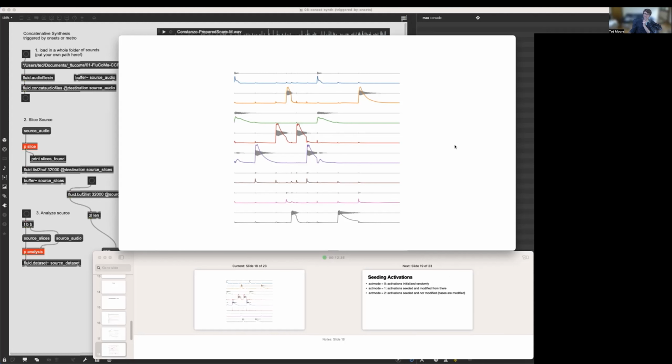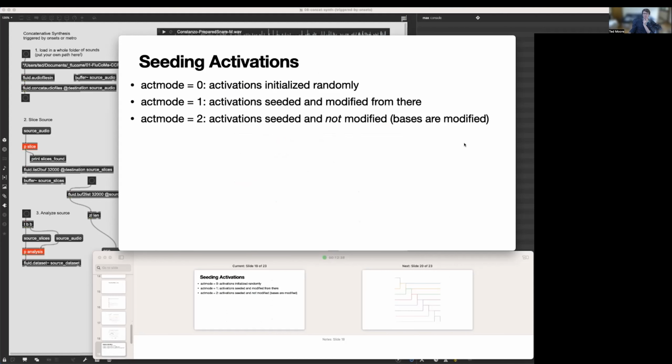So just like we can seed the bases, we can also seed the activations. And this is the same 3 settings as the bases mode. We can set the attribute act mode. The default is 0. The activations are initialized randomly, and the process will unfold from there. Act mode 1, the activations are seeded.